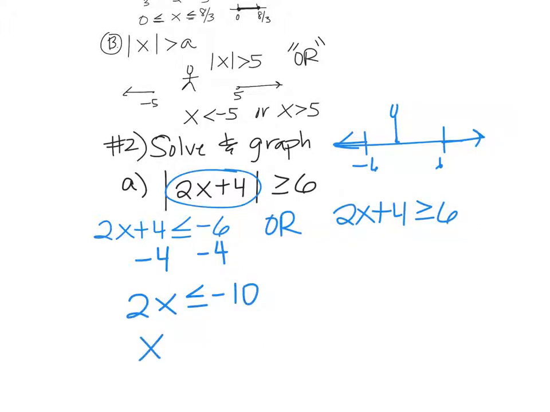Divide by 2. You're dividing by a positive 2. There's no need to flip a sign or anything. Divide by 2, and you get x is less than or equal to negative 5. Okay, that's half the answers. Now let's find the other half.